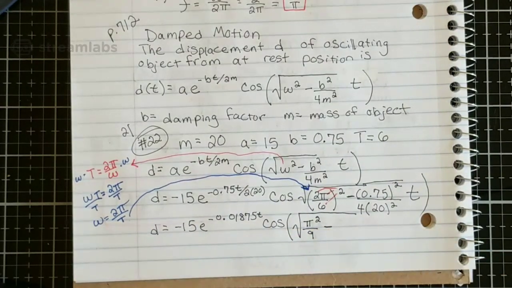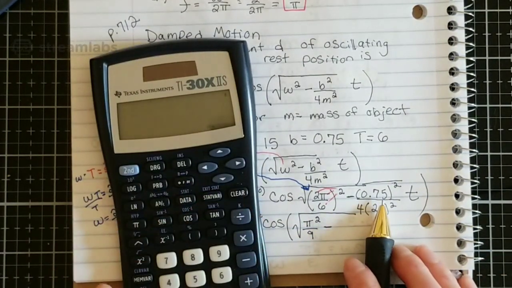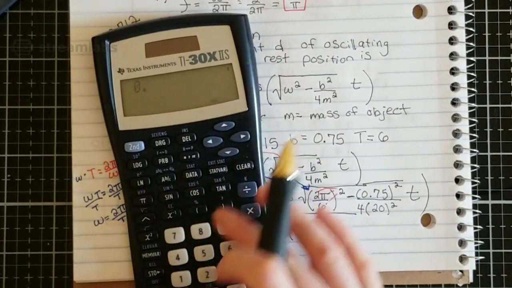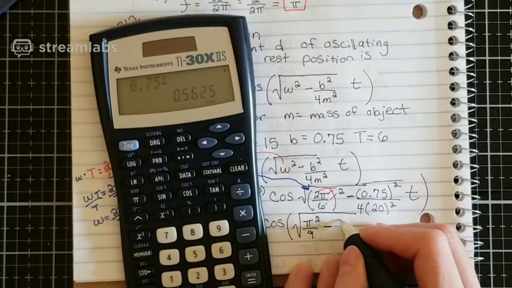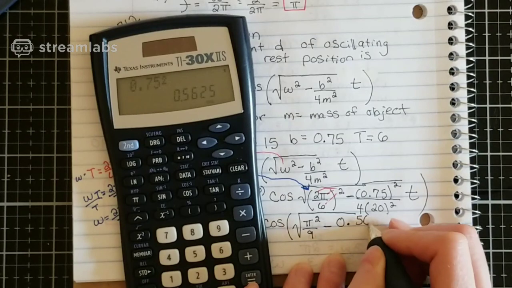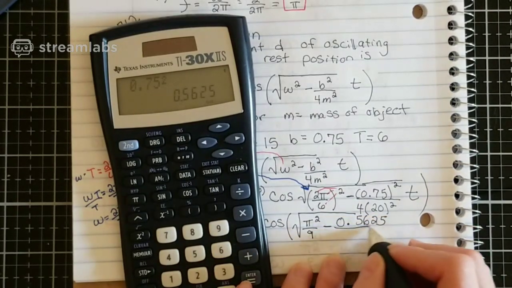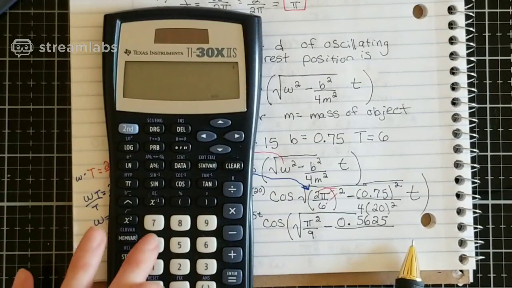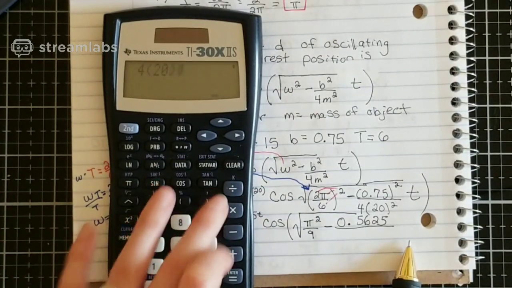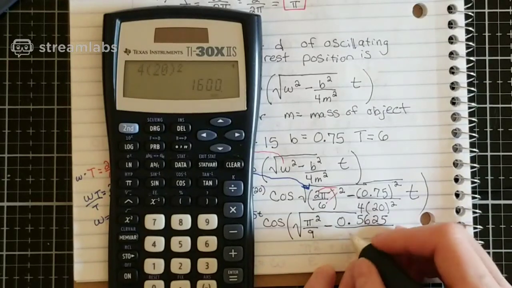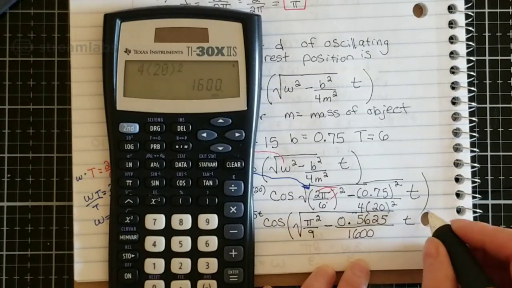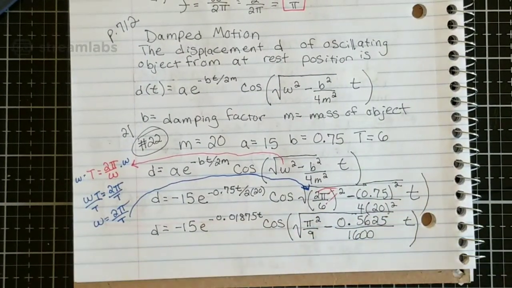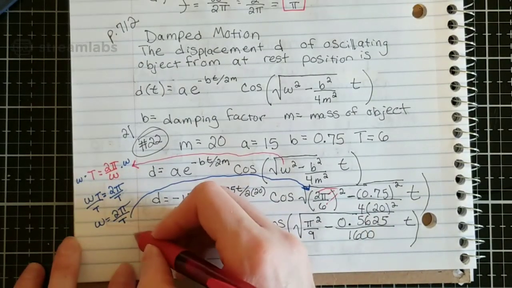Minus. All right, now let's figure out what 0.75 squared is. Okay, so that is 0.5625, and then we'll type in the bottom 4 times 20 squared, 1600. And then again, that t is off to the side. Okay, so as ugly as this answer is, this is the answer for A. It is not very pretty at all.